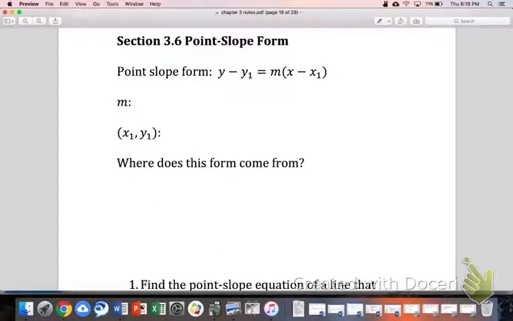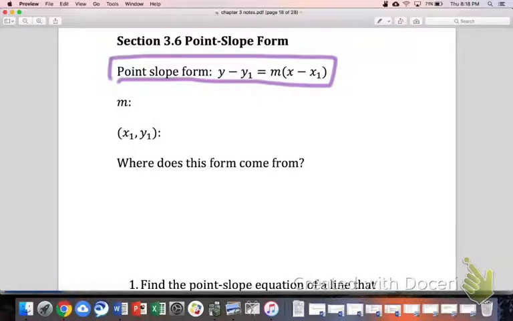All right, so in section 3.5, we looked at a form of linear equations called slope-intercept form. And in section 3.6 today, we're going to be looking at a different form that is very useful as well. This is called point slope form. And so I want to highlight that here for you. This is point slope form right here.